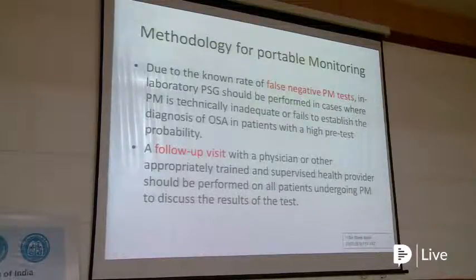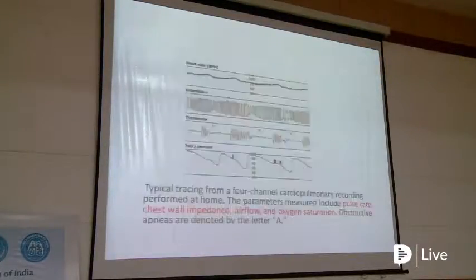Due to the known rate of false negative portable monitoring tests, in-laboratory PSG should be performed when you have a high index of suspicion and the portable monitoring test is negative. Then it has to be followed by in-lab PSG. A follow-up visit with the physician or other appropriately trained or supervised health provider should be performed for all patients undergoing portable monitoring.